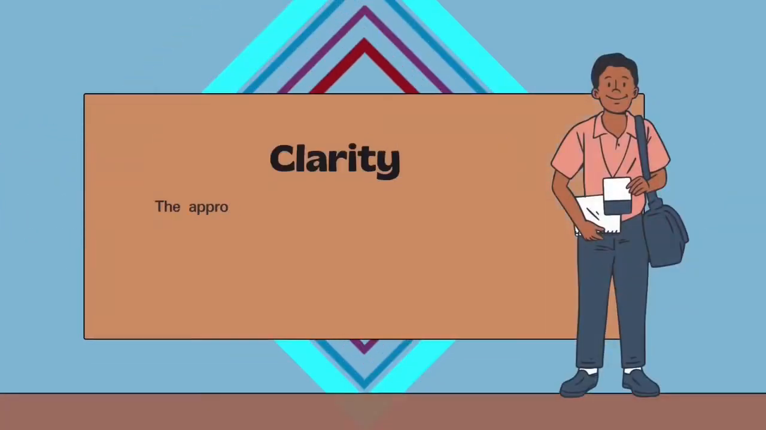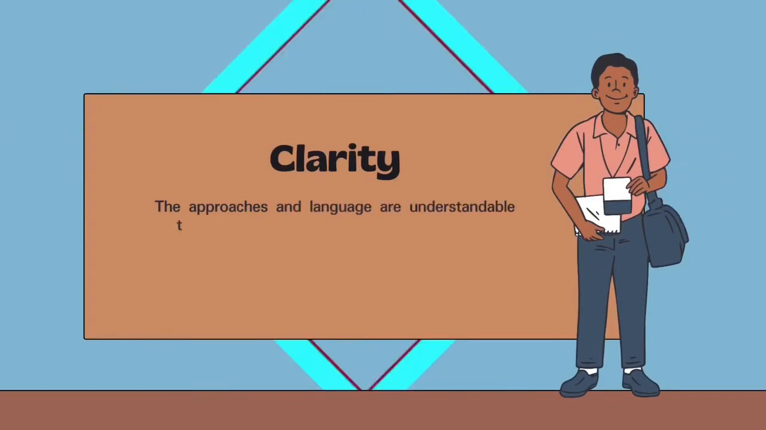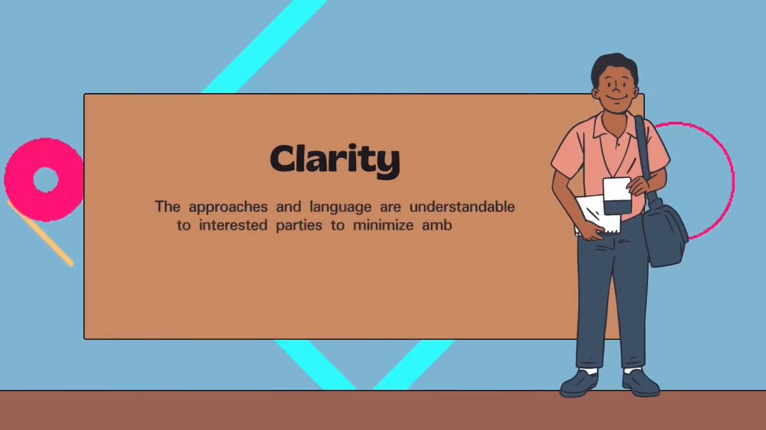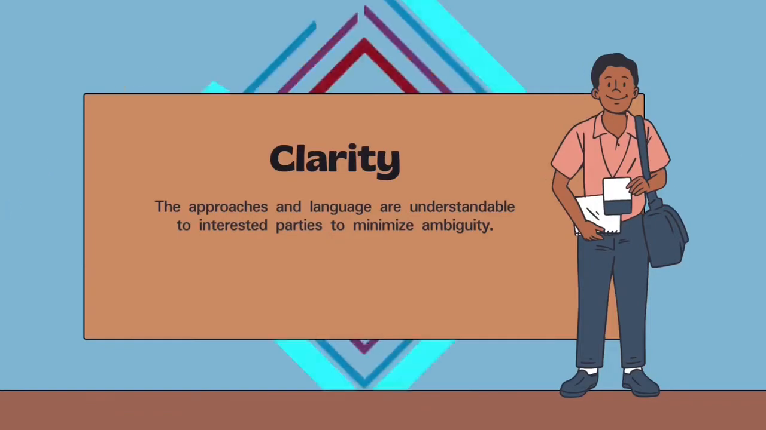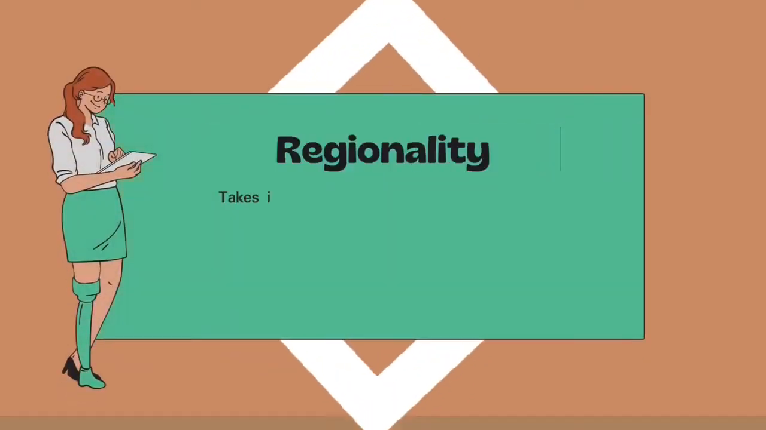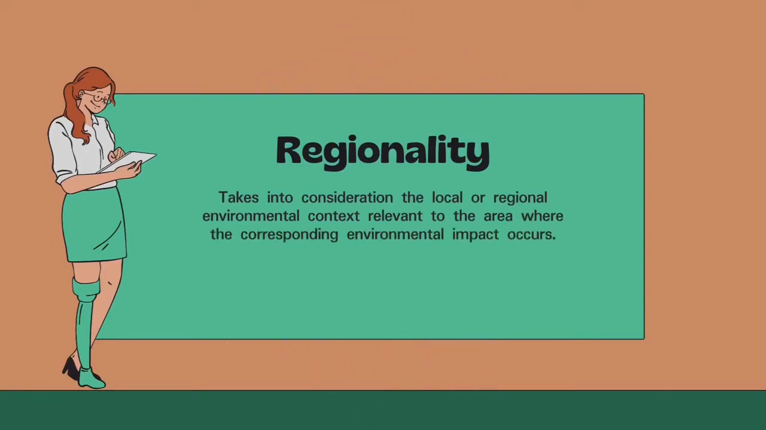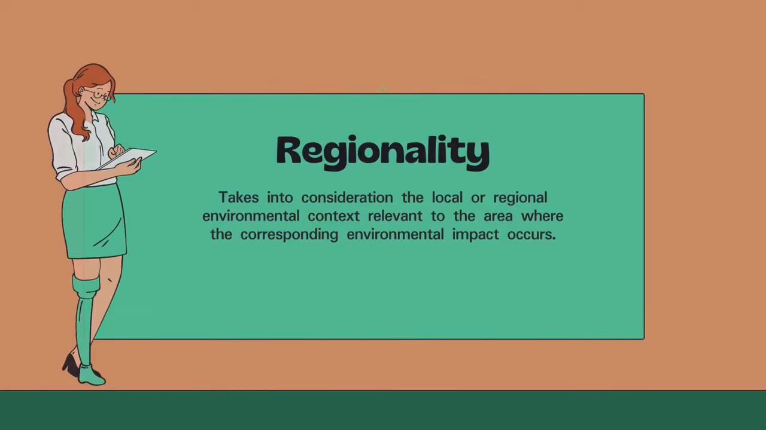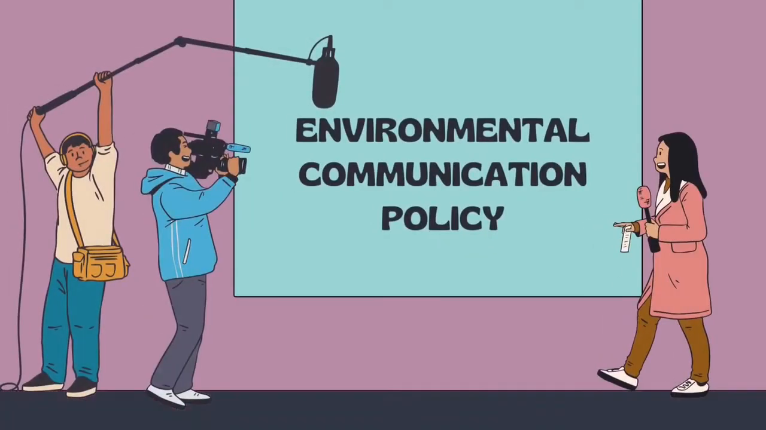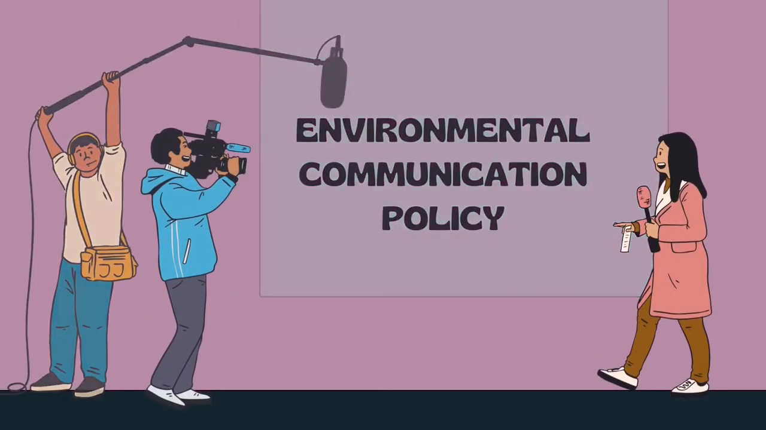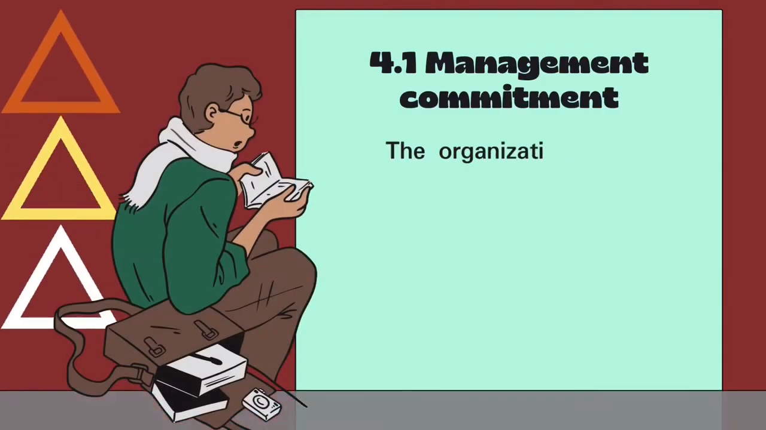Fourth, clarity. The approaches and language are understandable to interested parties to minimize ambiguity. Fifth, regionality. Takes into consideration the local or regional environmental context relevant to the area where the corresponding environmental impact occurs. Environmental communication policy. First, management commitment.